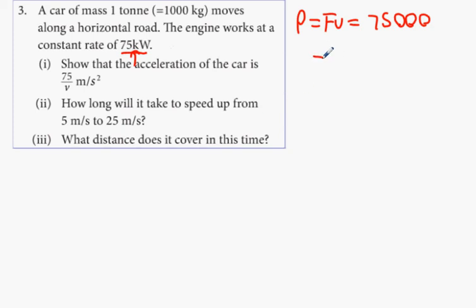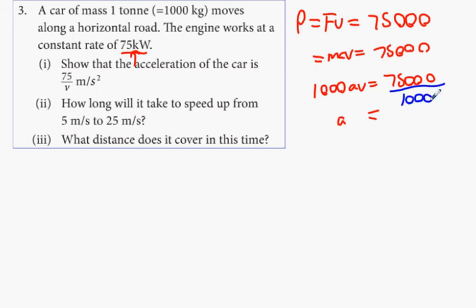Now, we isolate F, it's going to be MAV equals 75,000. Whoa, wait a second. What is M? 1,000. So it's going to be 1,000 AV equals 75,000. We'll isolate A. So A equals 75,000 over 1,000 V, which makes it 75 over V. So it's 75 over V. Show that the acceleration of the car is 75 over V.